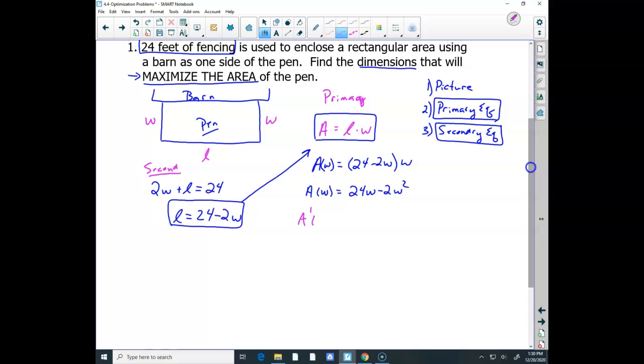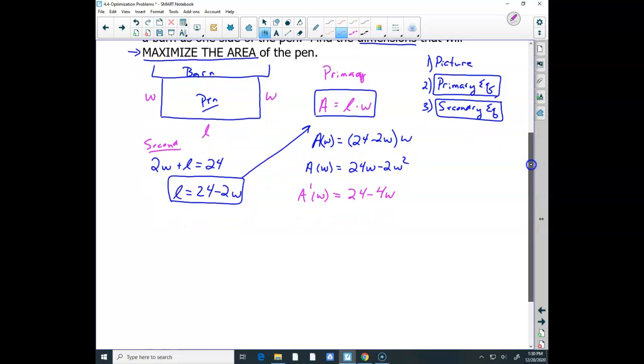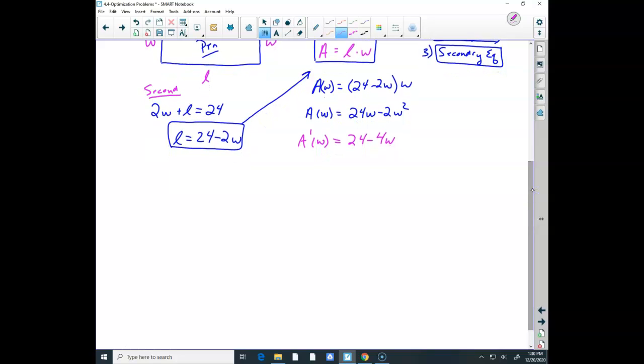So my area prime is going to be what? 24 minus 4W. Well, what's the point of that? Well, the point is to find maximums and minimums. I want to find out when does my area prime of W equal 0, and when does this not exist? Well, nice thing is, not applicable here, because again, we're starting with a polynomial, but we do know 24 minus 4W equals 0. 24 equals 4W when W equals 6, right? So that W equals 6, that's a critical point.